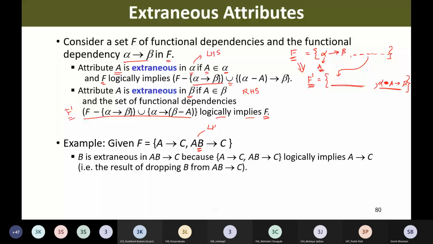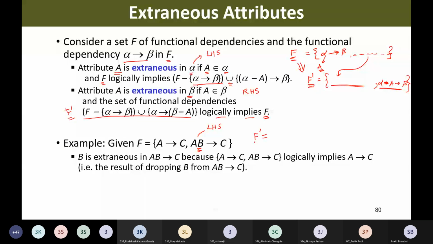So what I will have in new set F dash? I will have in this new set F dash F minus alpha to beta. So I am omitting this, and whatever are remaining functional dependencies, those will be present in my set F dash. What else I will have? Union alpha minus A to beta. So this is my alpha and this is my beta. This functional dependency is under consideration.